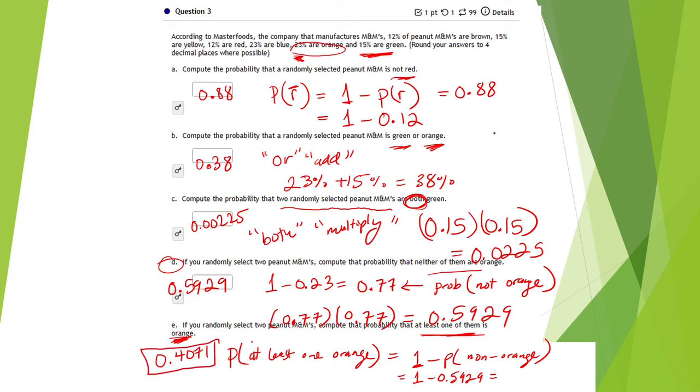The probability that at least one of them is orange is 0.4071.